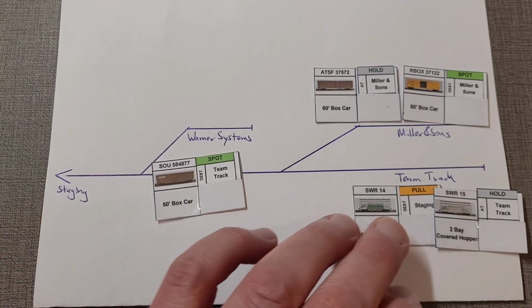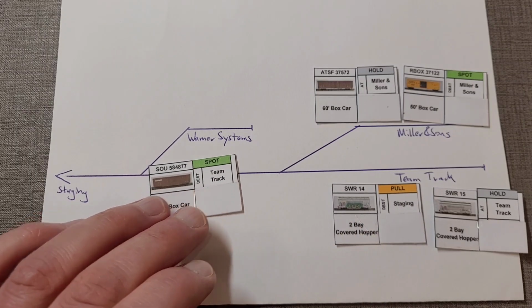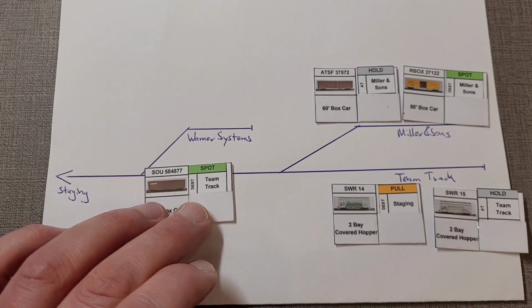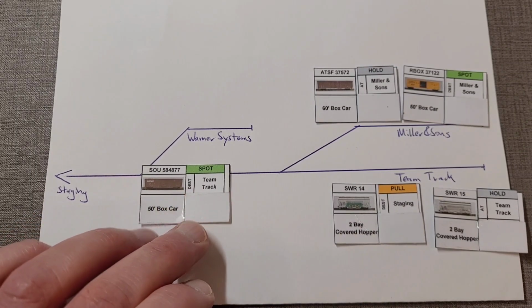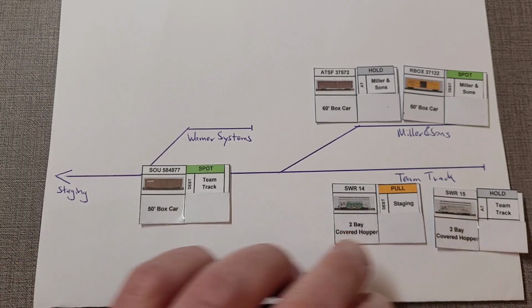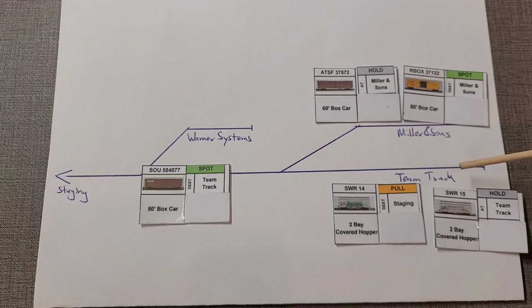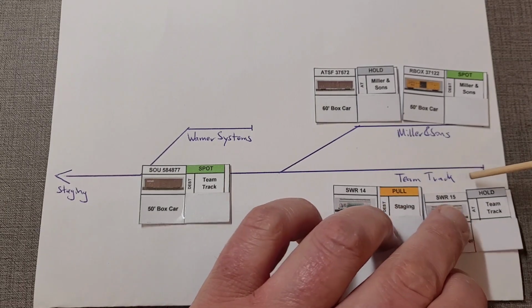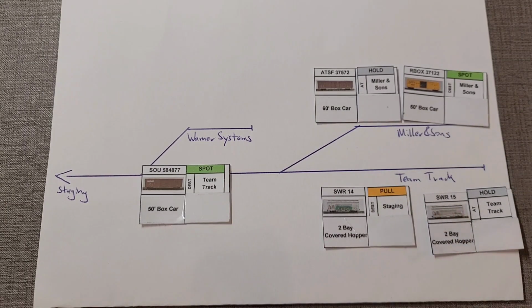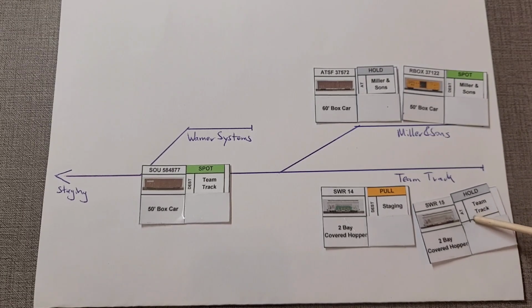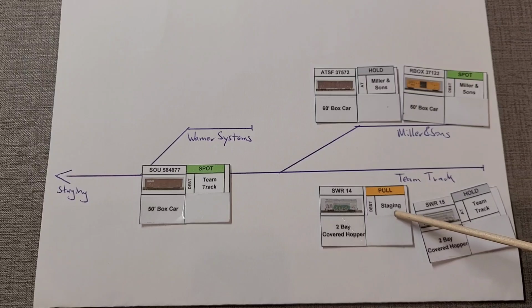So let's see, then we have some cars, or at least one car for the team track. But the boxcar needs to go in the very back of the team track because they have a loading dock for boxcars, which you don't have over here. And this one is supposed to stay at the team track. This one I need to pull. I mean, that's rather easy.